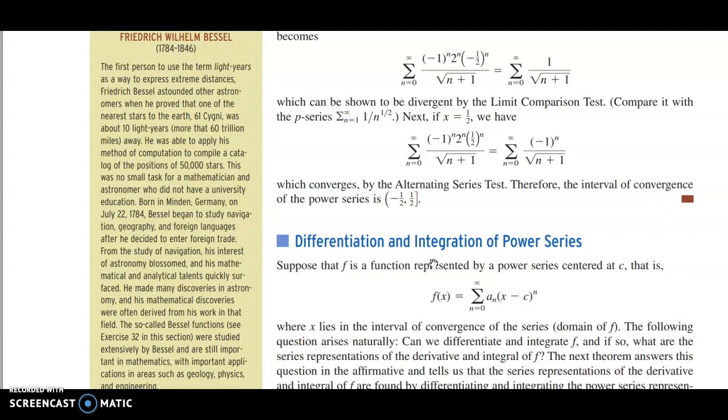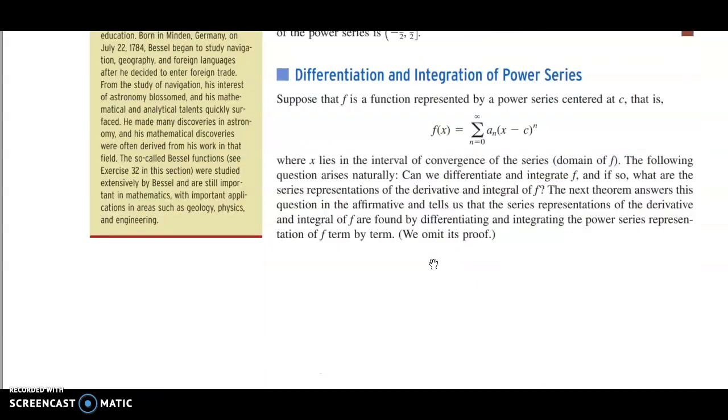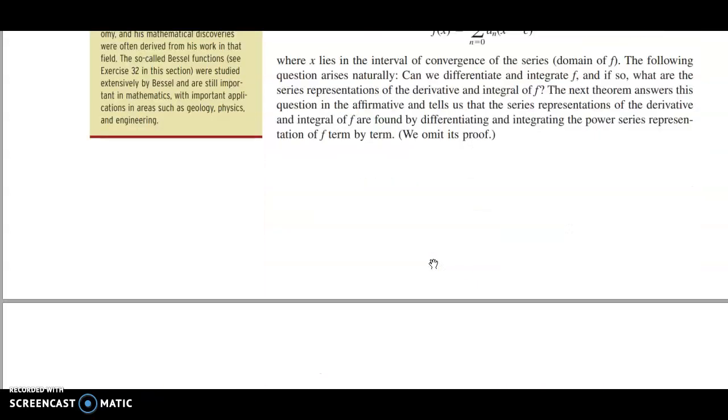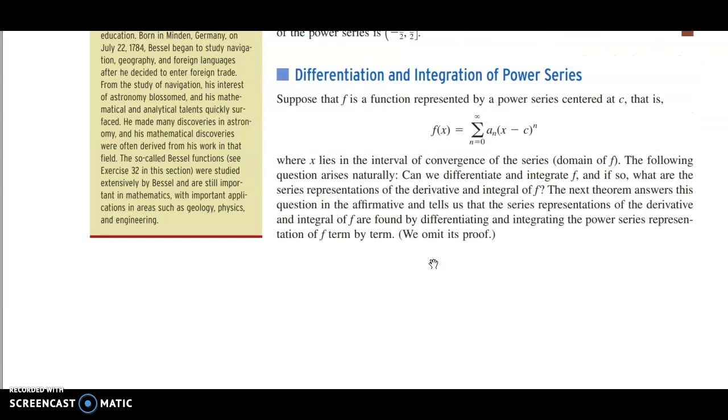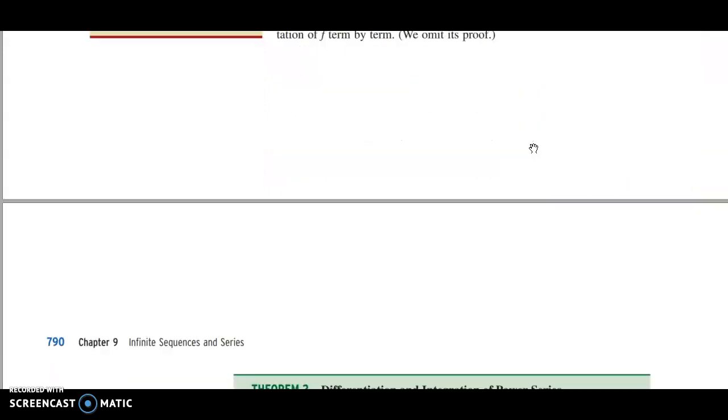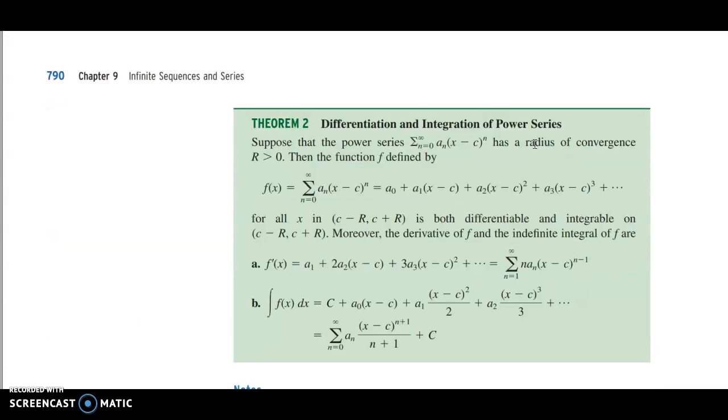Okay, so next is differentiation and integration of the power series. This is a power series: f of x is equal to the summation a n into x minus c whole power n. Suppose that the power series has a radius of convergence r greater than 0. Then the function f is defined for all x in this interval and is both differentiable and integrable on this interval.